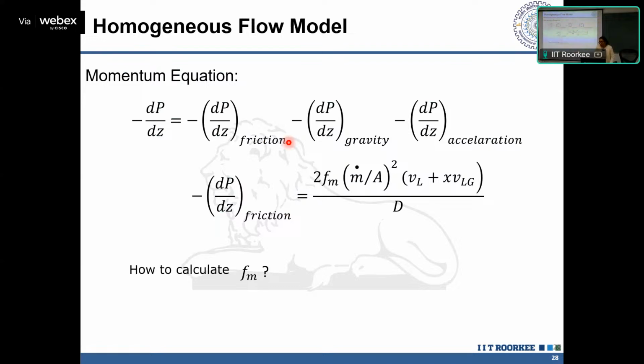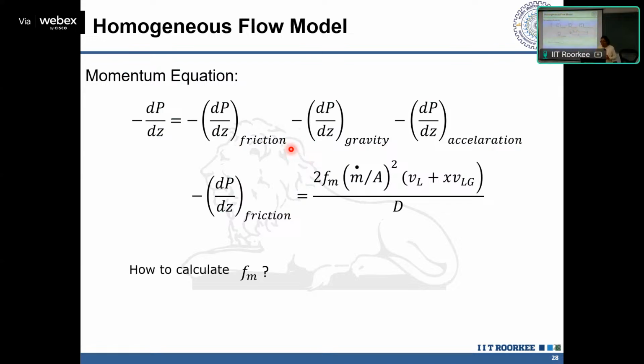So one can be friction, one can be gravity, one can be acceleration. Now the friction can be estimated very easily. In the majority of cases we are very interested in the frictional pressure drop. So here Fm, the subscript M, is used for two-phase flow, the two-phase flow friction factor. But how to calculate it?